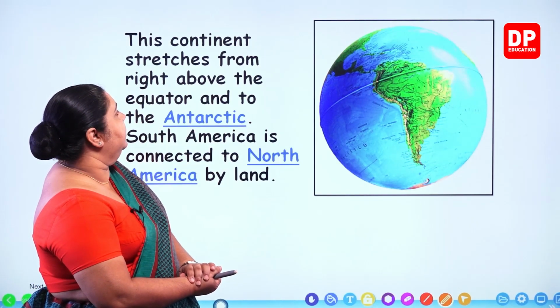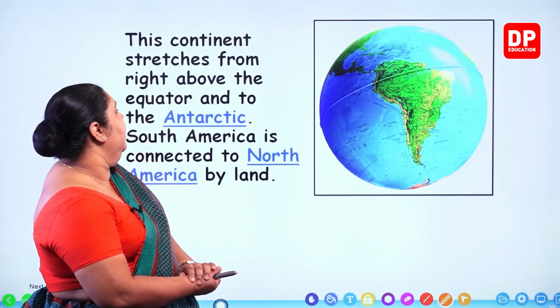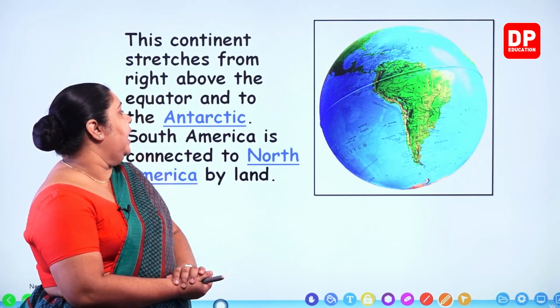This continent stretches from right above the equator to the Antarctic.